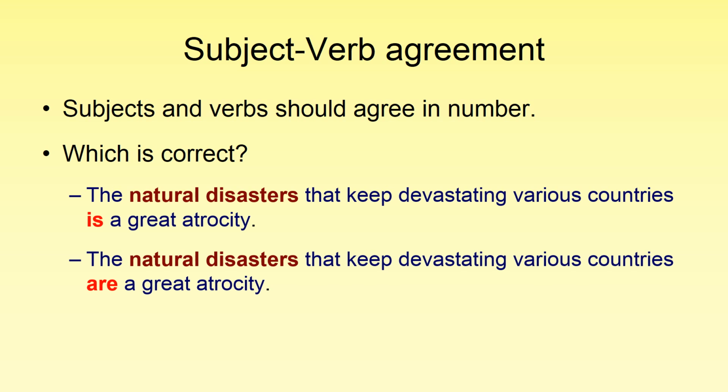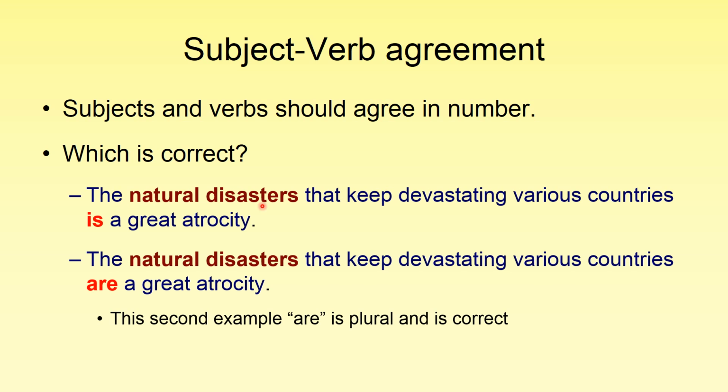I'd like you to pause the video for a second, read through these sentences, and tell me which one is correct. Okay. We have: the natural disasters that keep devastating various countries is a great atrocity. Or: the natural disasters that keep devastating various countries are a great atrocity.